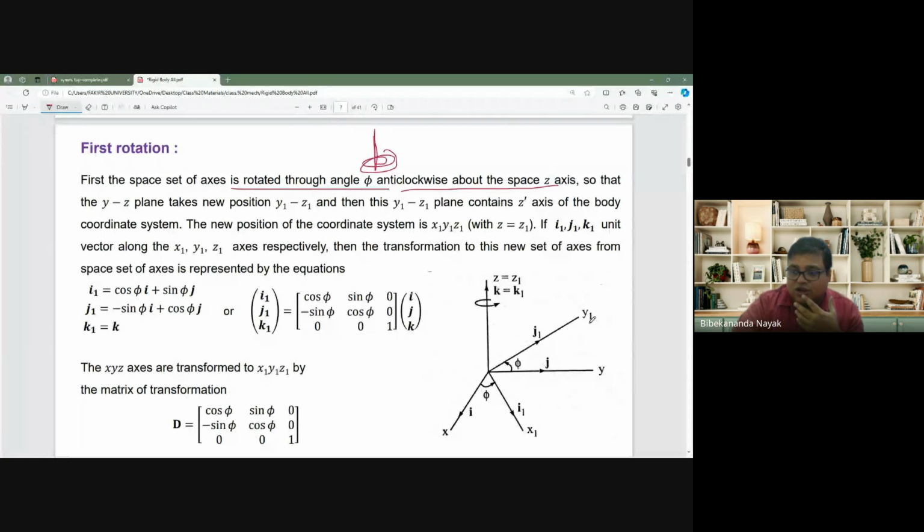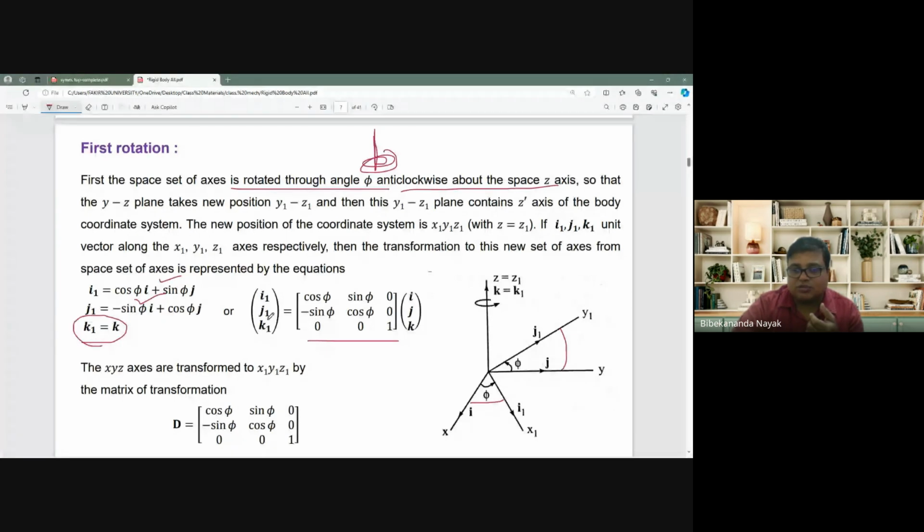So the only change will be for the x and y axes. Through phi angle rotation, x goes to a new x1, y goes to a new y1. The angle is phi. The new position of coordinates will be x1, y1, and let's say z1. If i1, j1, k1 are the unit vectors along x1, y1, z1, then the transformation equation can be written as, you already know, a two-dimensional transformation equation of phi angle in the xy plane: i1 is cos phi i cap plus sin phi j cap, j1 is minus sin phi i cap plus cos phi j cap, and k remains the same, k1 is equal to k cap.